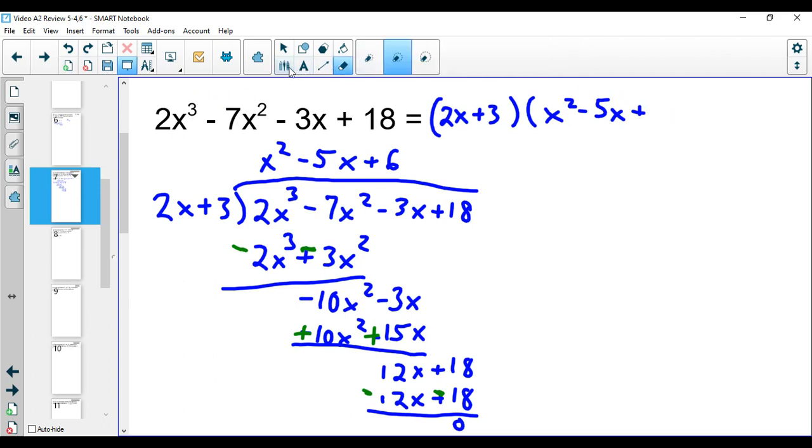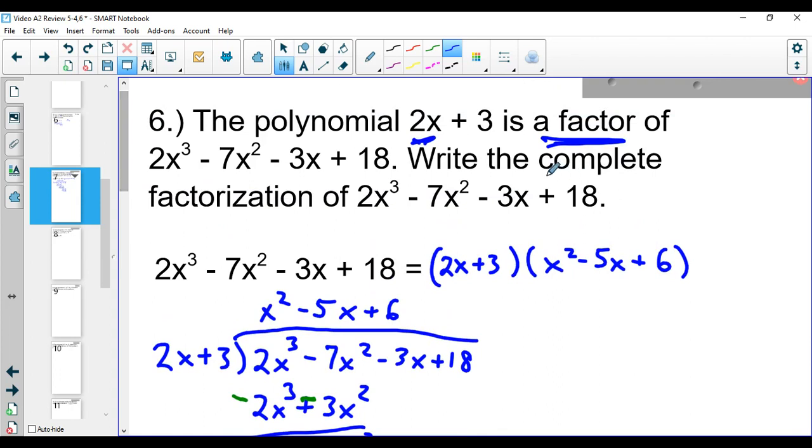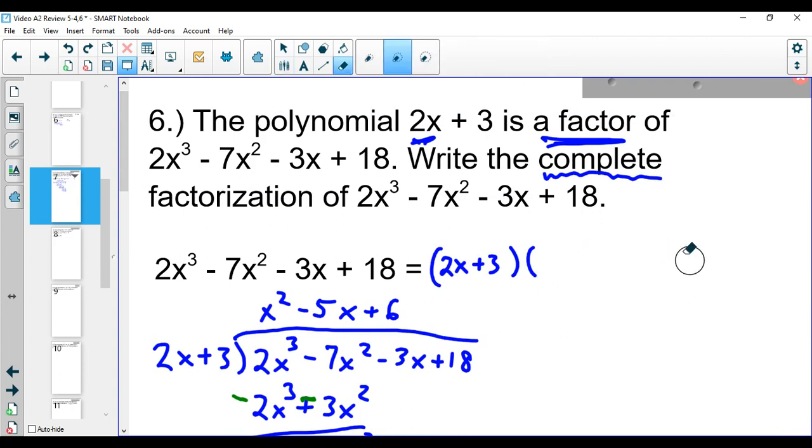This, what is this, a power of 3? This cubic polynomial. But the problem is they don't want just any factorization. They want the complete factorization. So we've got to look at this trinomial and see if we can factor it any further. So let me erase this and factor it.